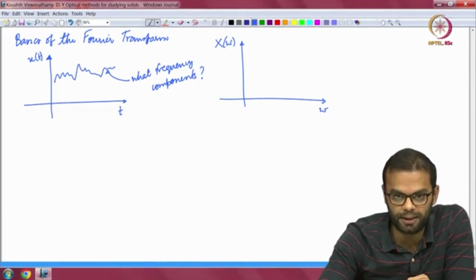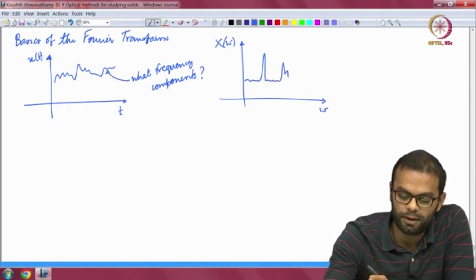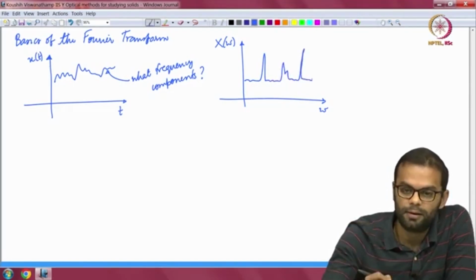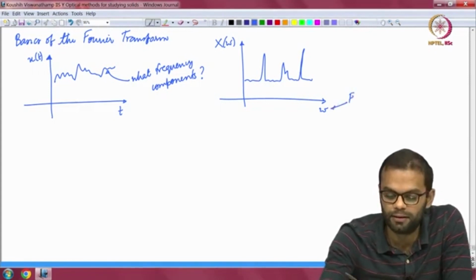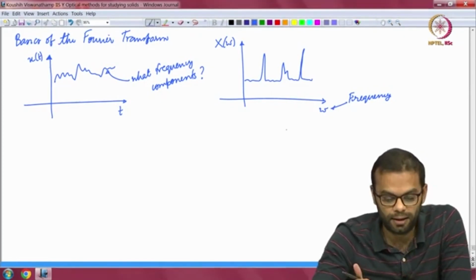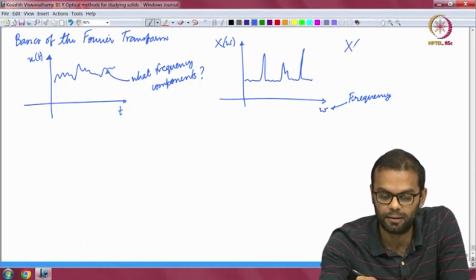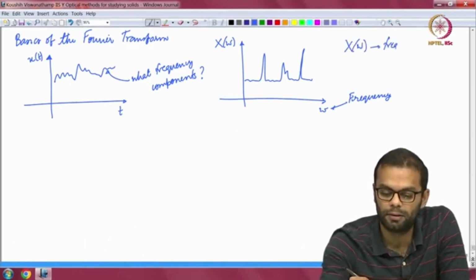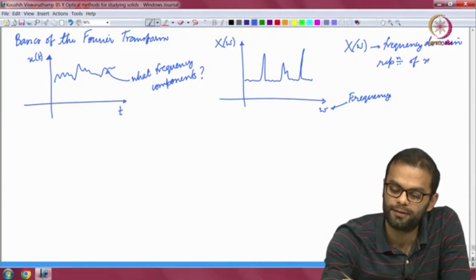and in the frequency domain we will represent the signal by capital X, and that will tell you what frequencies are contained in the signal, right. So this omega is frequency. So if t has units of second, then omega has units of 1 by second or hertz, and X is the frequency domain representation of x, small x.